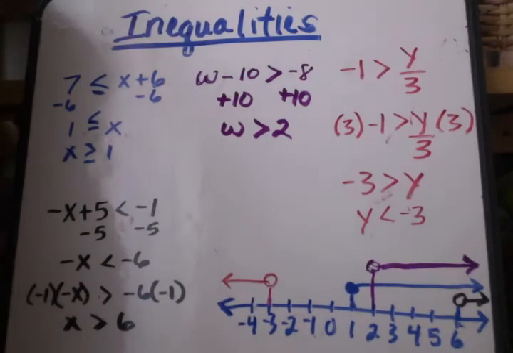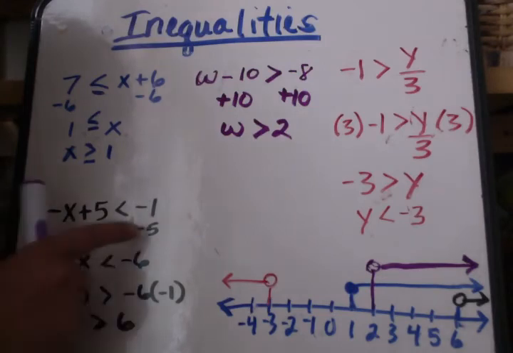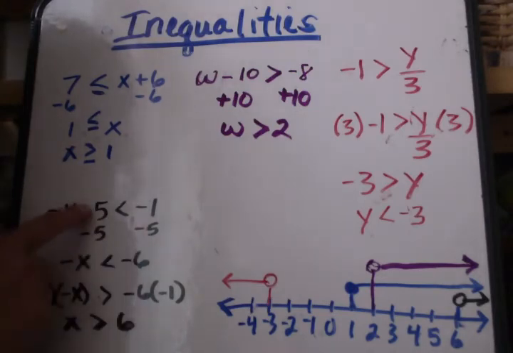My final example is right here. Negative x plus 5 is less than negative 1. So again, the first thing I do, I have a plus 5 here. I want to do the inverse. I do minus 5 and minus 5 on both sides. So this becomes 0. Plus 5 minus 5 is 0. And I just bring down the negative x.